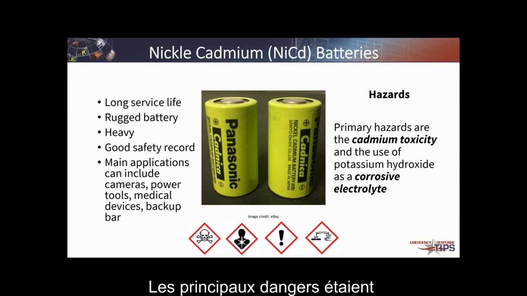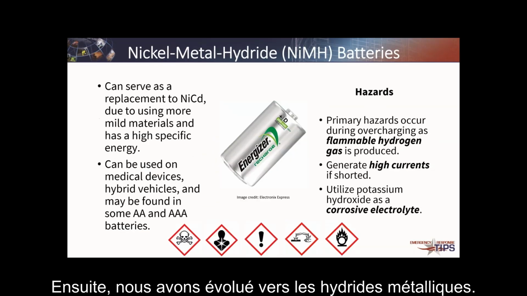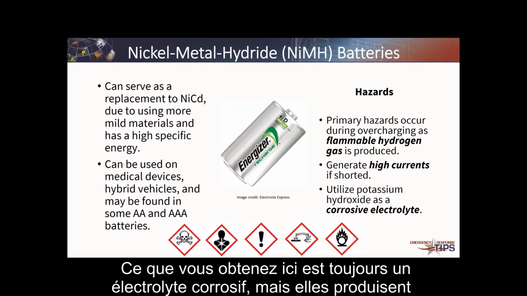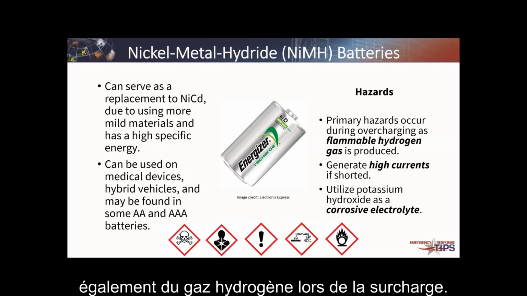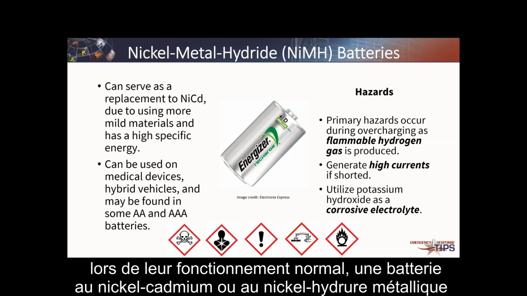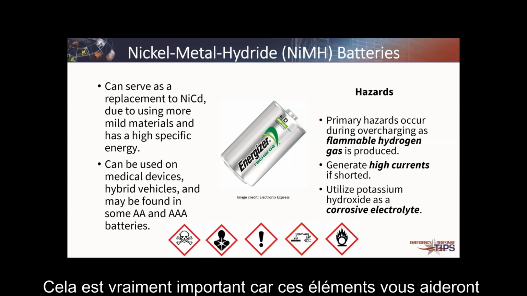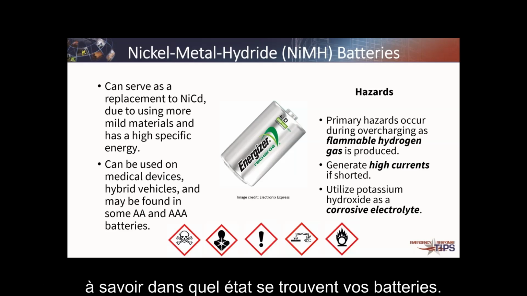The primary hazards with these, they had a corrosive electrolyte, but a lot of the problem was the cadmium toxicity. And so a lot of people were trying to get away from the use of cadmium, and from that went to the metal hydrides. And what you ended up with here was a corrosive electrolyte still, but they also produce hydrogen gas when they're overcharging. So in this case, unlike the acid batteries that produce hydrogen gas in normal operations, a nickel cadmium or nickel metal hydride will produce hydrogen gas during abnormal operations. And this is really important because these things will help tell you what status your batteries are in.